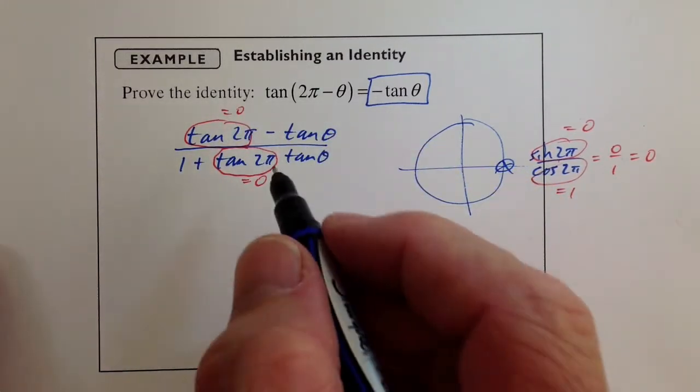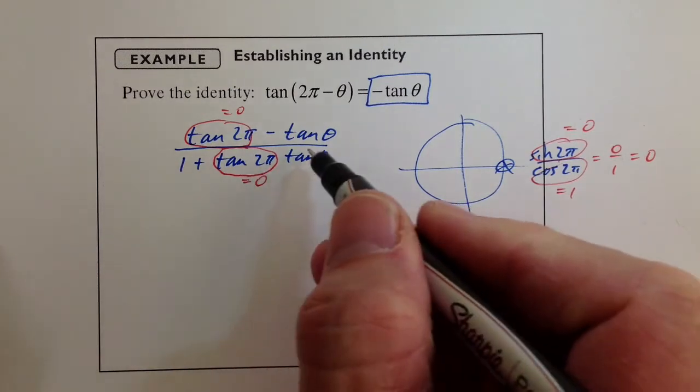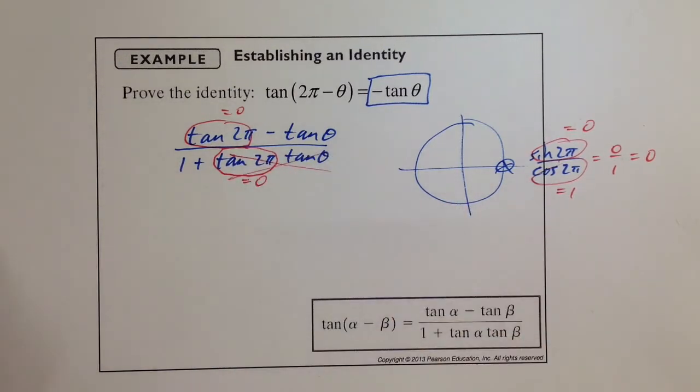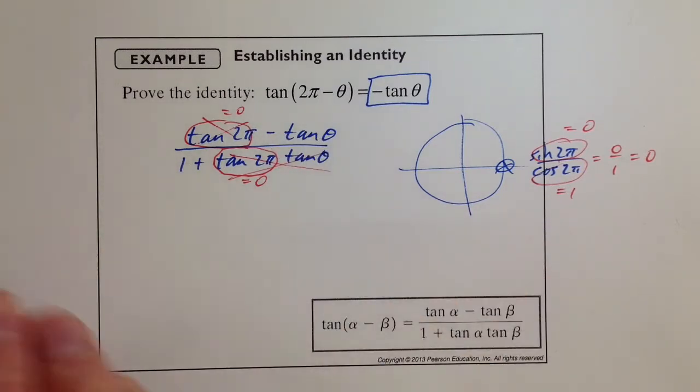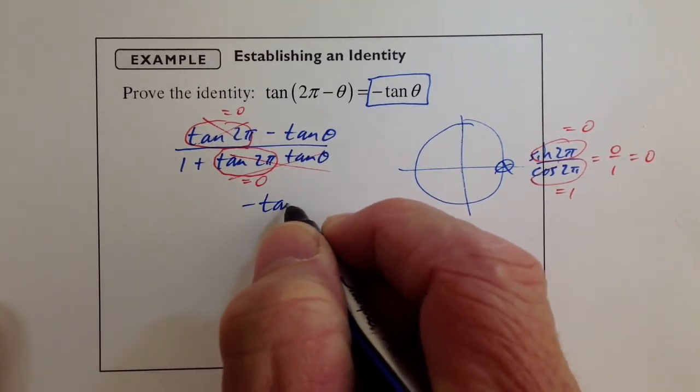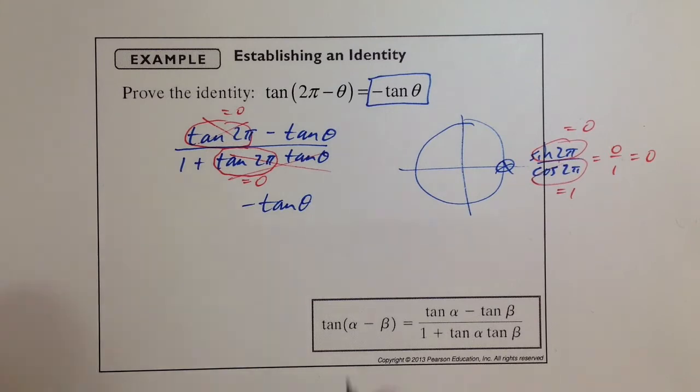And so all we get here, 0 times tangent, that goes away. We get 0 here, that goes away. So we have negative tangent over 1, which is negative tangent of theta. Check. Okay. So that's how you use sum and difference formulas to establish identities.